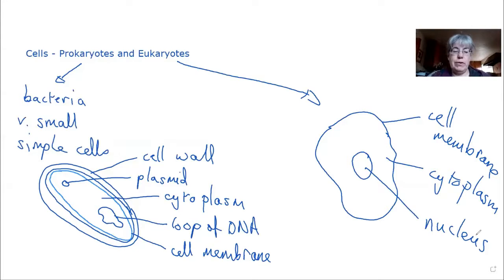Think simple and very small and bacteria for prokaryotes, and think larger and more complex for eukaryotes, and you won't go far wrong. So pro is early, eu is later.